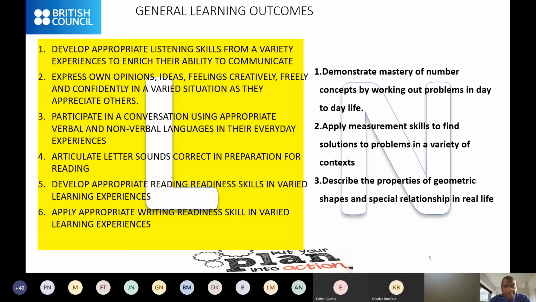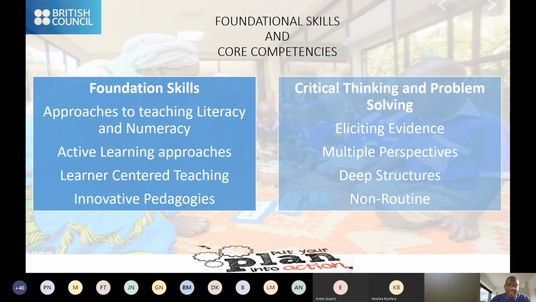The ones for literacy and the ones for numeracy, because we want the foundational skills to be very strong and solid so that our learners can build their learning experience as they transfer this knowledge into other learning areas. So it is very, very critical that whatever activity, whatever plan we are making is focused on this area. And this is critical because we're talking about both foundational skills and core competencies. And in foundational skills, we are talking about the approaches to teaching literacy and numeracy.